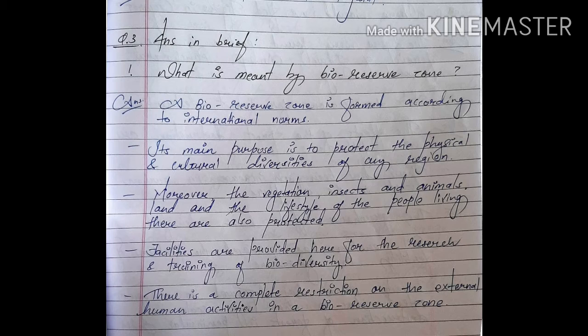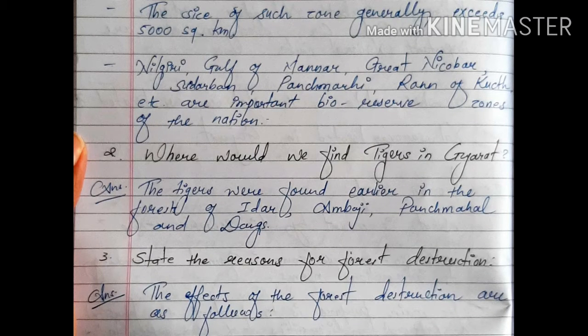And the answer is, a bioreserve zone is formed according to international norms. Its main purpose is to protect the physical and cultural diversities of any region. Moreover, the vegetation, insects and animals, land and the lifestyle of the people living there are also protected. Facilities are provided here for the research and training of biodiversity. There is complete restriction on the external human activities in a bioreserve zone. The size of such zone generally exceeds 5,000 square kilometer. Nilgiri, Gulf of Mannar, Great Nicobar, Sundarban, Panchmarhi, Run of Kutch, etc. are important bioreserve zones of the nations.